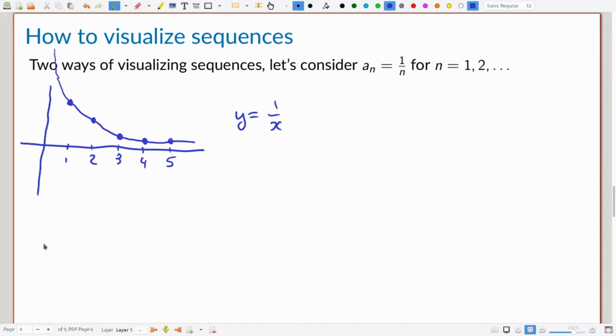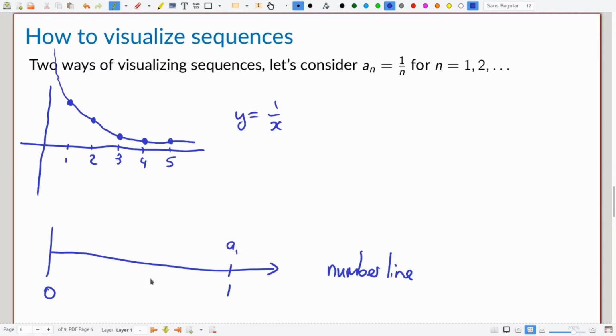Okay, that's one method. The other method is for me to make a little number line and just decorate it with the terms in the sequence. And so let's make it nice and big. So that's 0 and 1. This is my number line. And so the A1 is here. Right? A1 is 1.